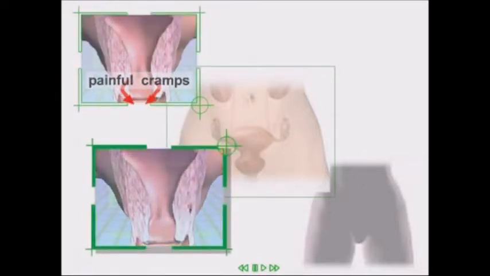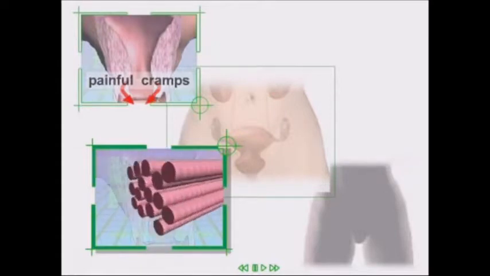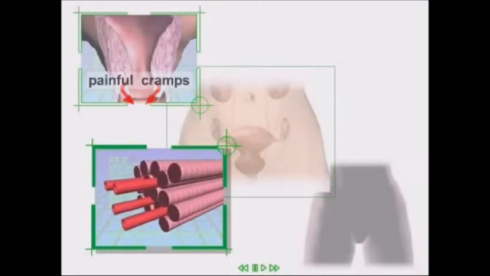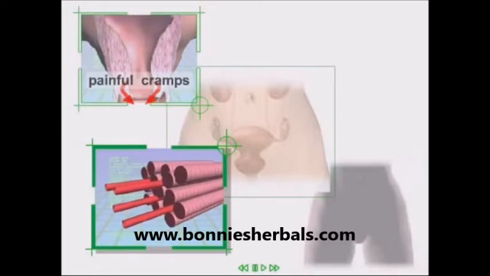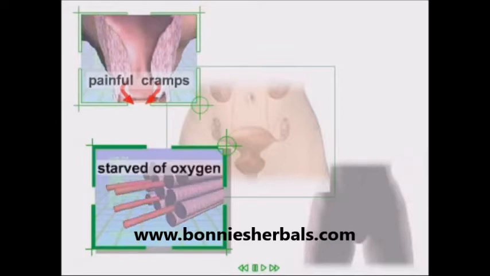Running through these muscular walls are tiny blood vessels, which supply oxygen and vital nutrients to the muscle tissue. When these muscles contract during menstruation, these blood vessels become constricted. This will reduce the amount of oxygen getting into the muscle tissue. The muscles are literally starved of oxygen, and this lack of oxygen is what actually causes pain.